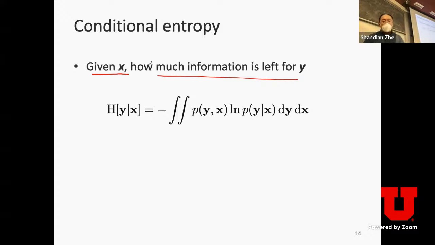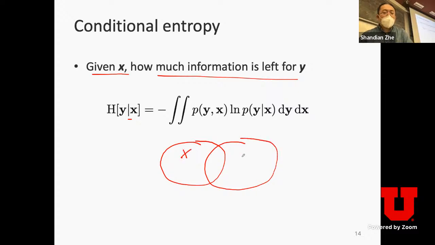Okay, let us look at the conditional entropy. Conceptually, you can understand it as: given some random variable x, how much information is left for y. The best way to understand that is to use this diagram. So this is x, this is y. The conditional entropy of y given x is which part? Yeah, the right part, right? And the overlapping part is usually called mutual information, the information shared by the two random variables.